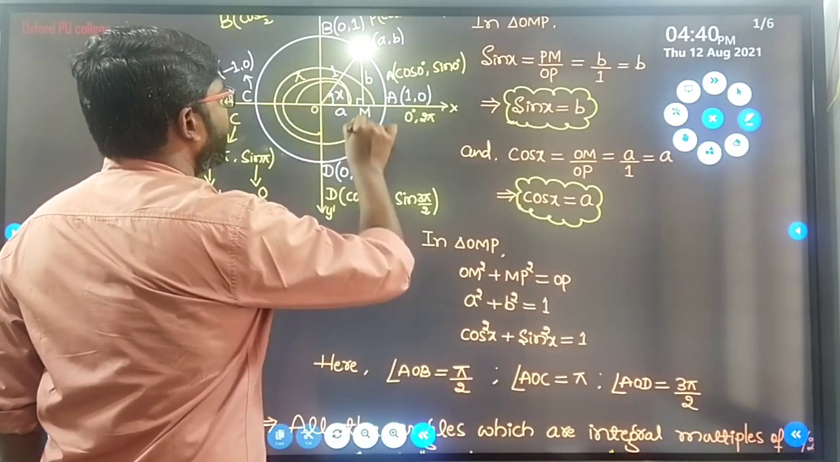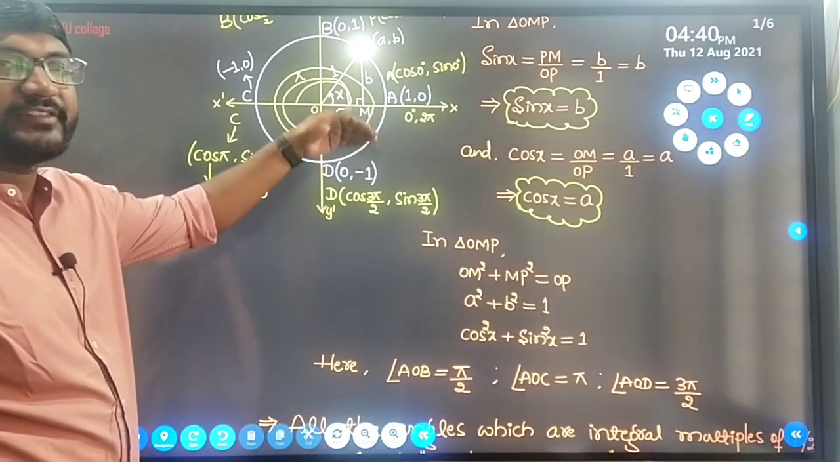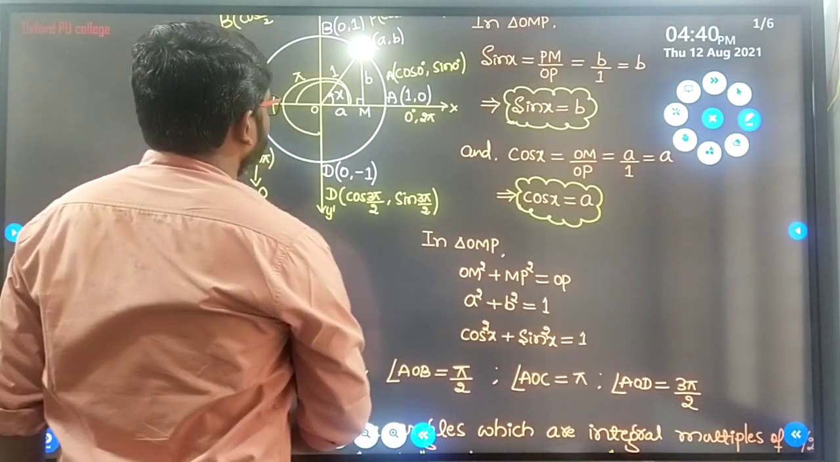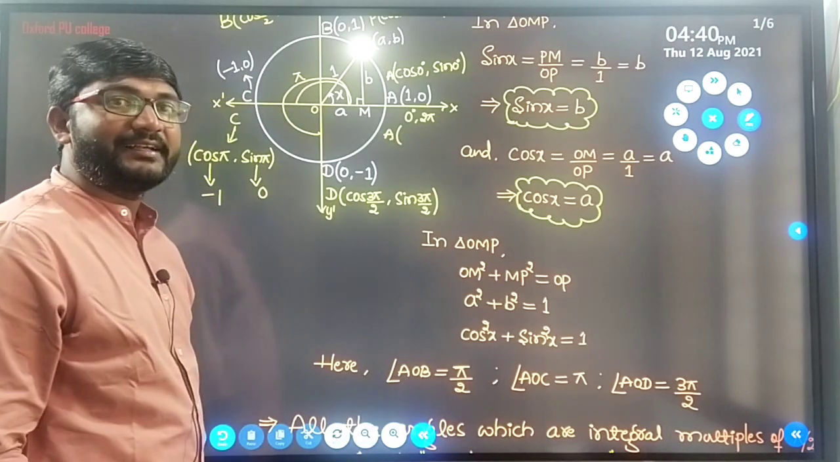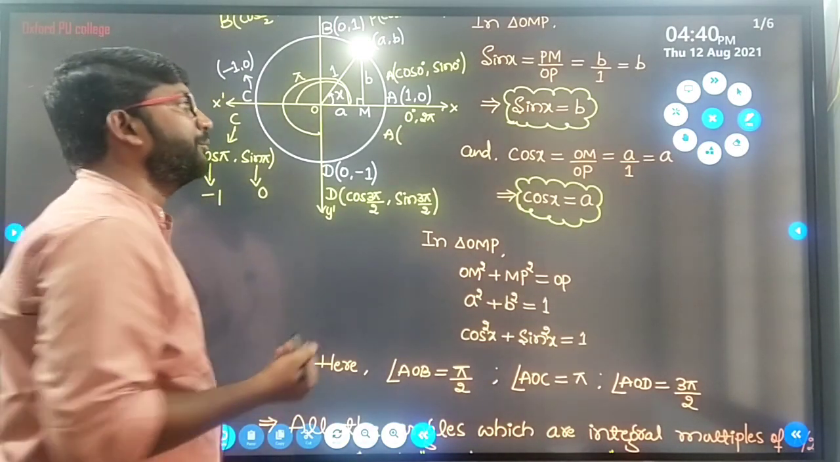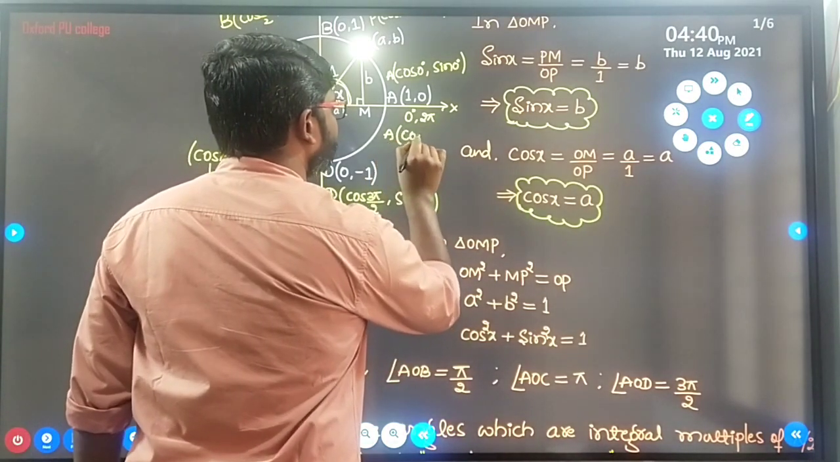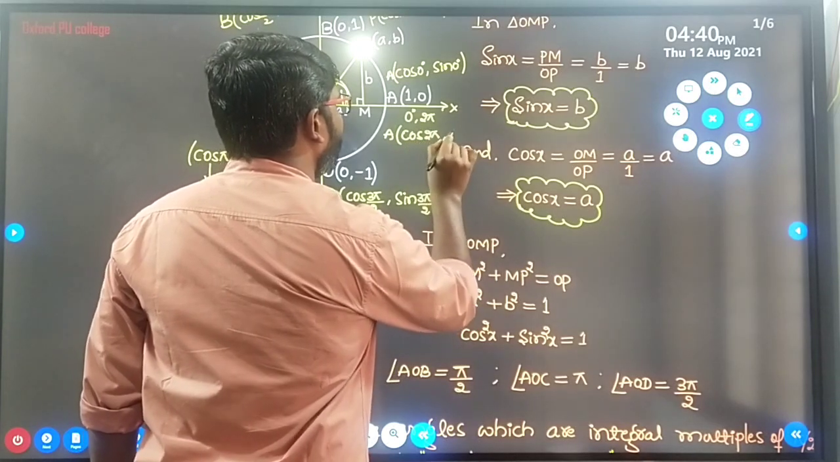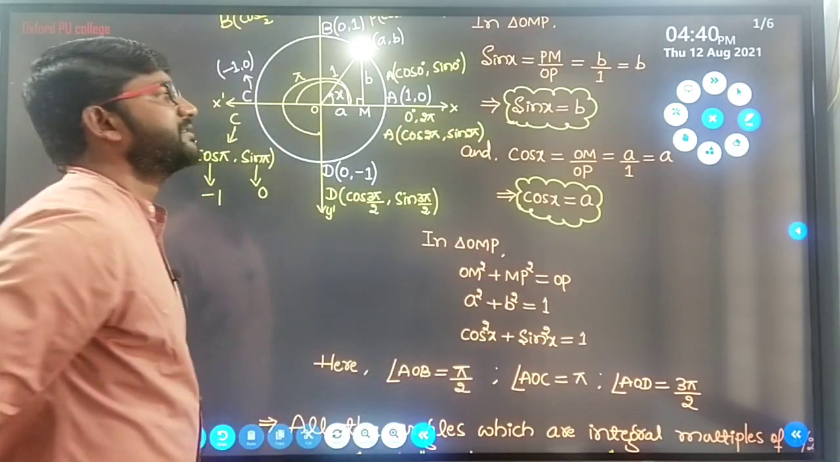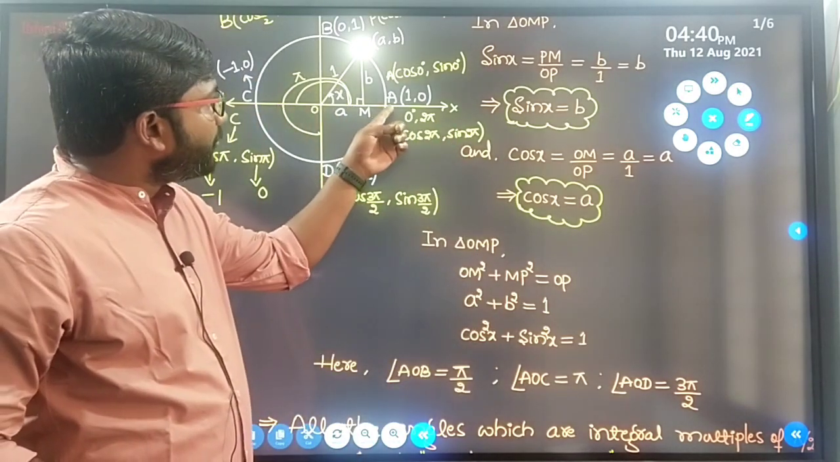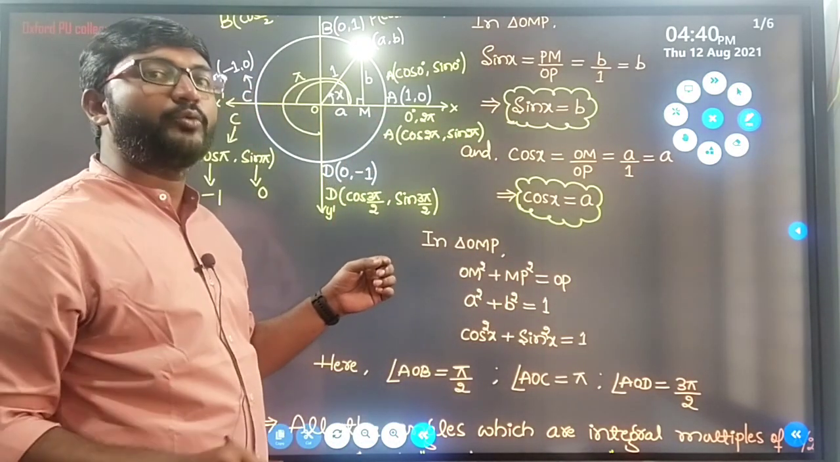This will be one complete revolution now, coming back to the same point. So here I can rewrite the coordinates of the point A as cos 2 pi comma sin 2 pi, because this point makes either 0 degree or 2 pi radian.